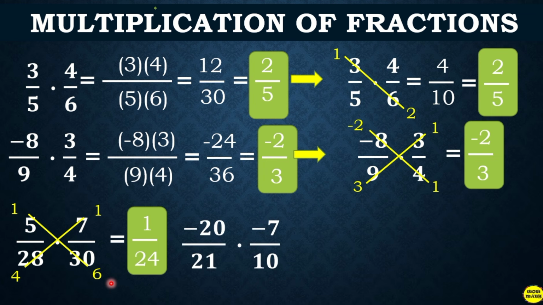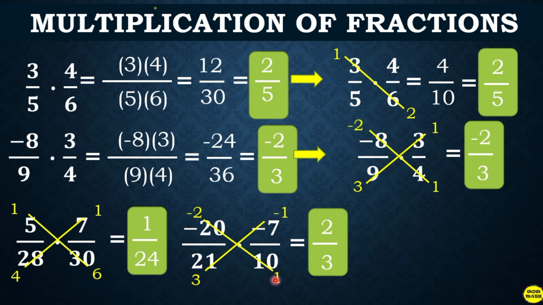Next. So, I have here negative 20 over 21 times negative 7 over 10. So, pwede natin i-cancel 'to. So, that is negative 2, and then this one is 1. And then this one, this is negative 1, and then positive 3. So, pag minultiply natin yan, negative 2 times negative 1, that is positive 2, kasi same sign sila. And then 3 times 1, that is 3. So, our answer is 2/3.